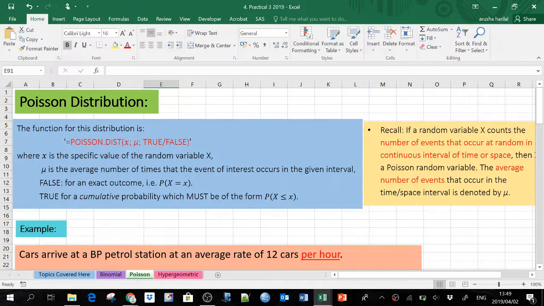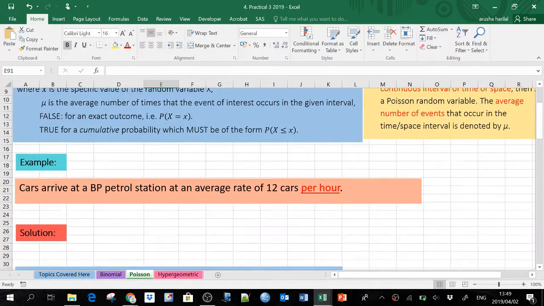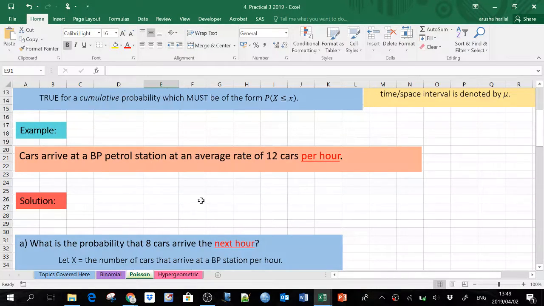You're going to use true if you're trying to find a cumulative probability, but it must be in this form here, probability of x less than or equal to some small x, and you will use false if you want to calculate an exact probability. So let's look at an example.